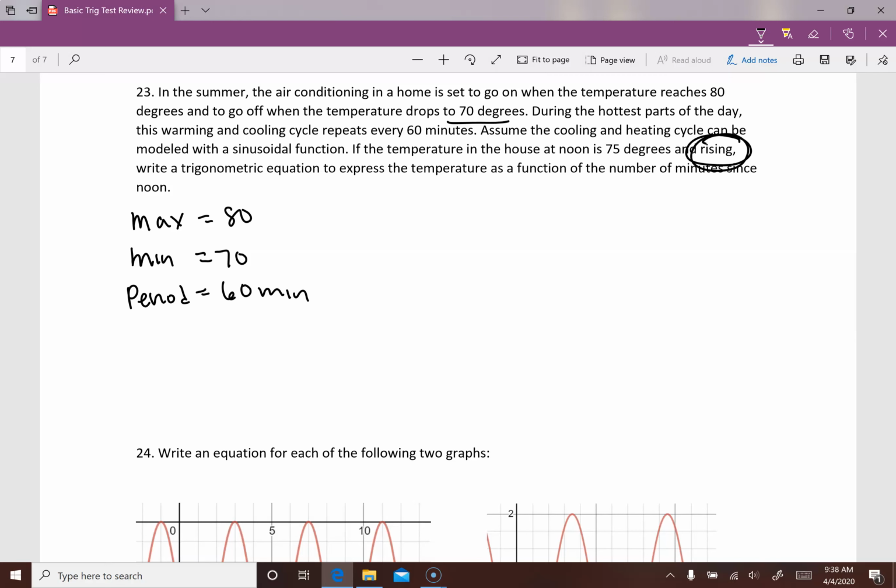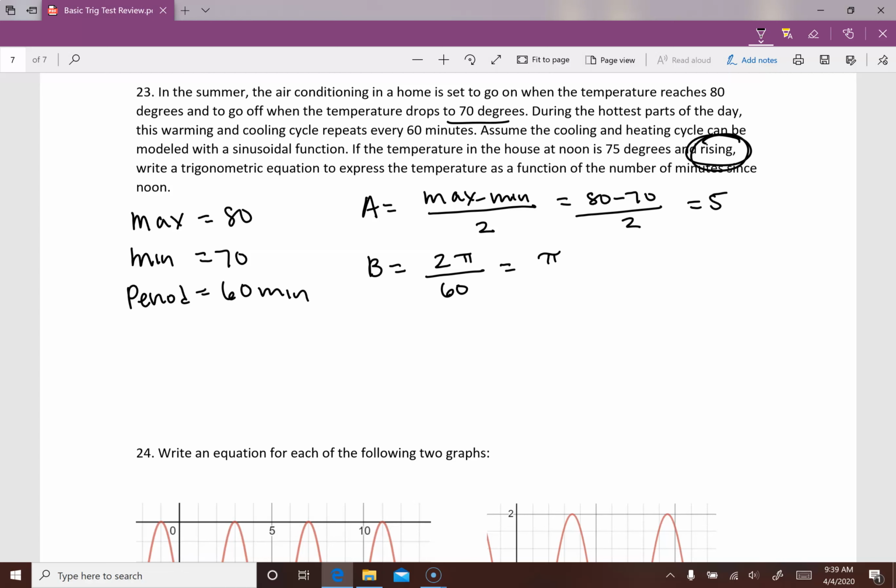All right. So to find our A, our amplitude, we do max minus min divided by 2. That's going to give us 80 minus 70, which is 10, divided by 2, which is going to be equal to 5. Okay, now we need to find our B, which is equal to 2 pi over the period, in this case 60, and that's going to reduce to pi over 30.